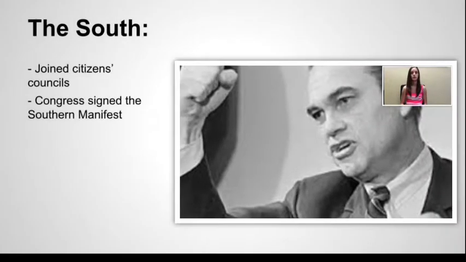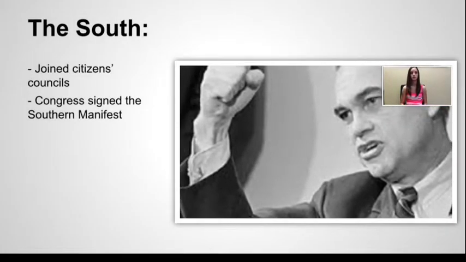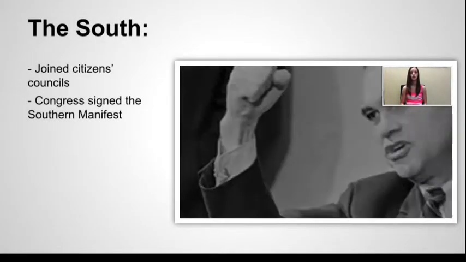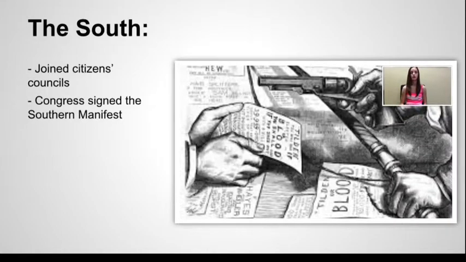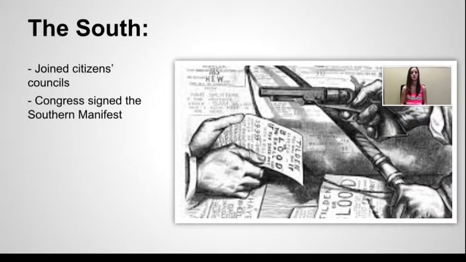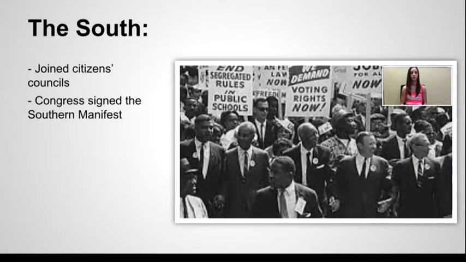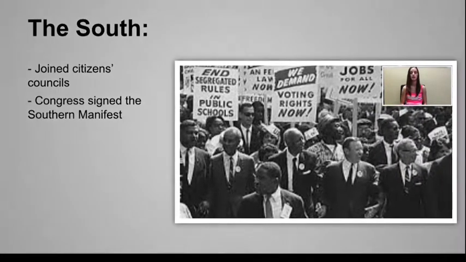In the South, hundreds of thousands of whites joined citizens' councils to pressure their local governments and school boards into defying the Supreme Court. Congress members signed the Southern Manifesto to reverse the decision. The South wanted to do whatever they could to keep segregation.